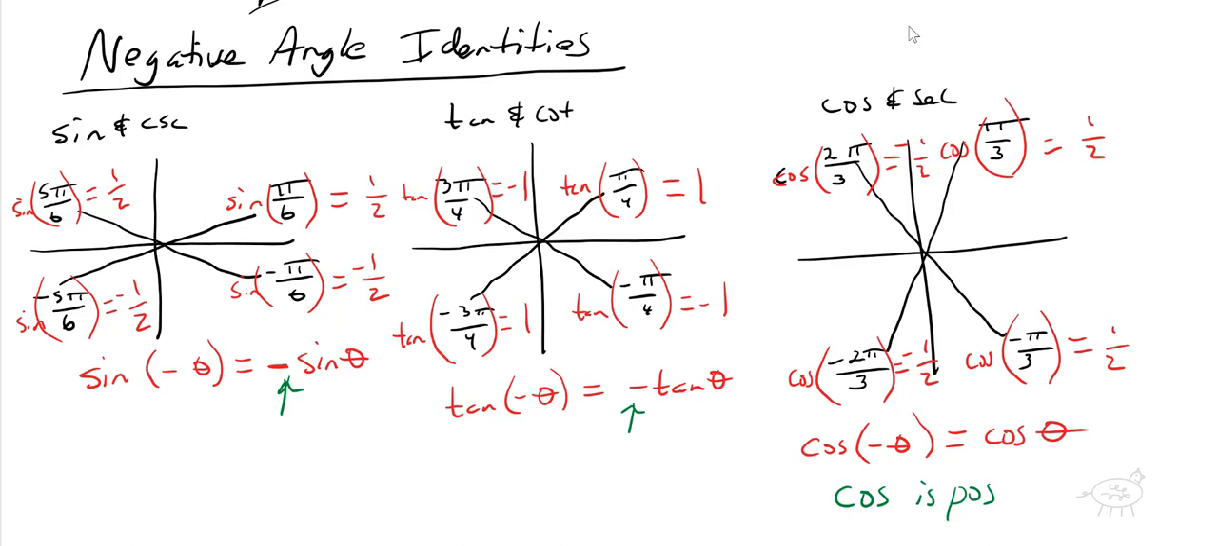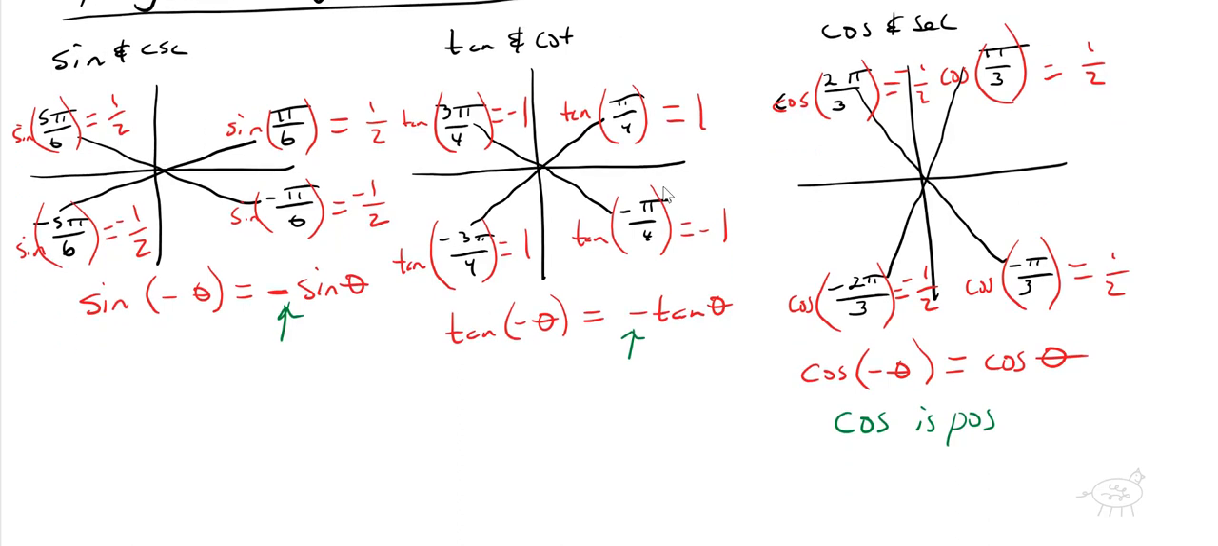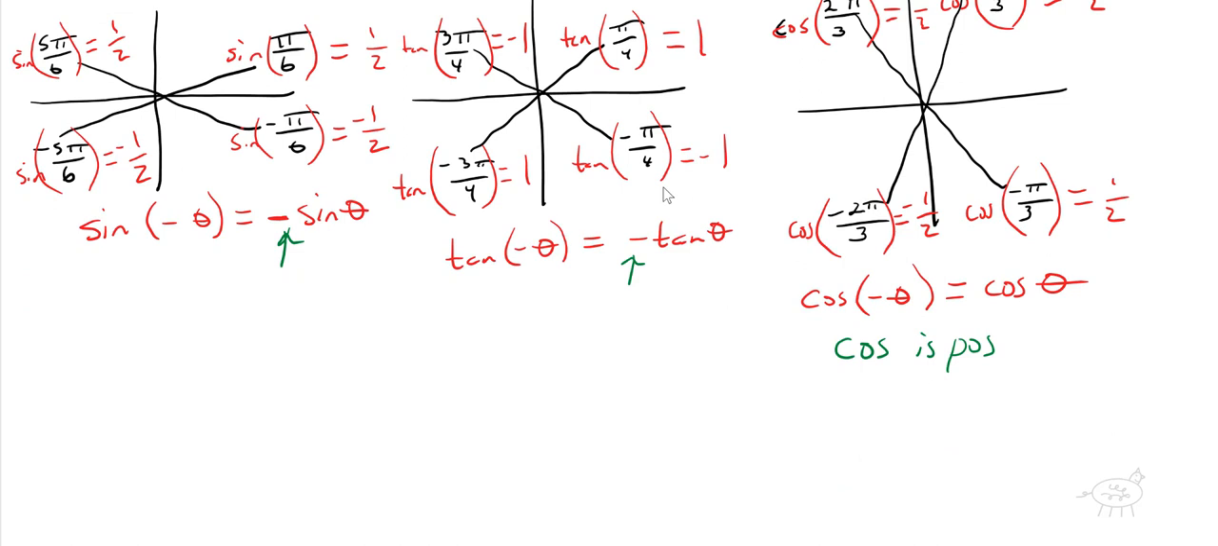It works. And again, you might say, well, how can I even use these negative angle identities? I just want to show you an example. I think it's kind of a cool thing. If I said sine of negative 30 degrees.